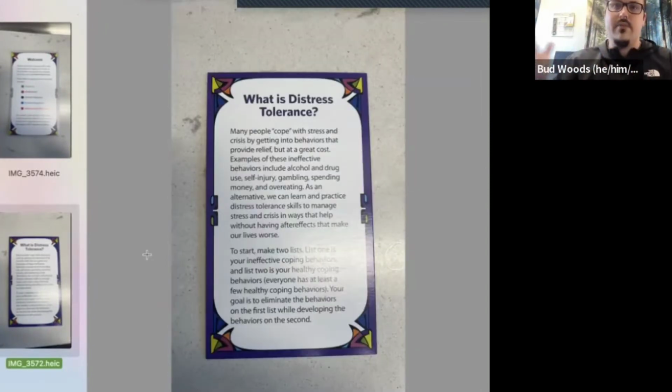So just to give an overview, right? What is distress tolerance? I'm going to read the card here. Many people cope with stress and crisis by getting into behaviors that provide relief, but at a great cost. Examples of these include ineffective behaviors such as alcohol, drug use, self injury, gambling, spending excessive amounts of money, or overeating. As an alternative, we can learn and practice distress tolerance skills to manage stress and crisis in a way that helps us without having after effects that can negatively impact our lives.